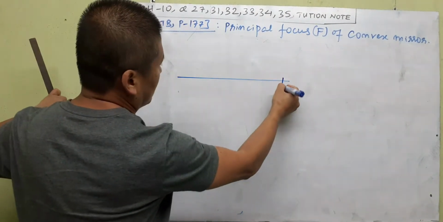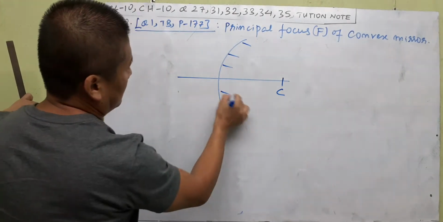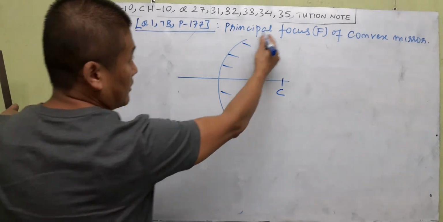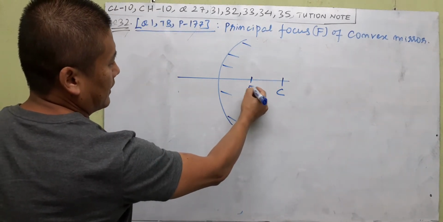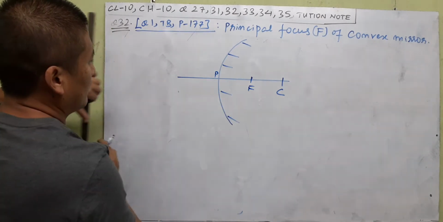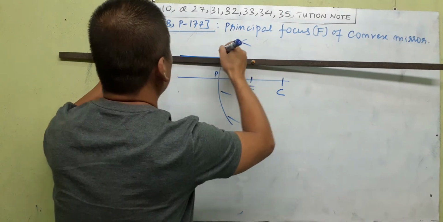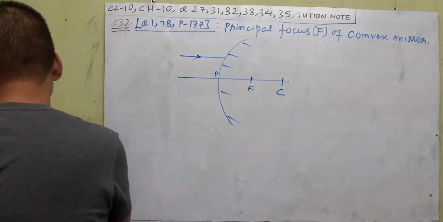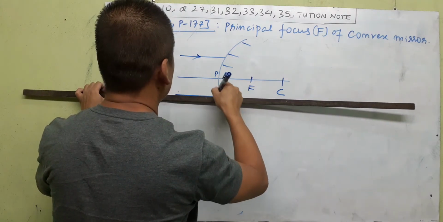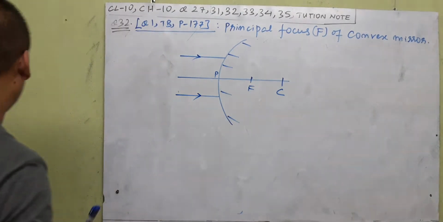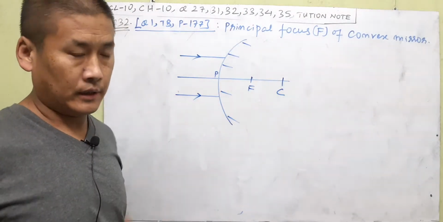Draw. Convex means C should be this side, because you're going to draw with your compass like this. The non-reflecting side should be on the right. This is the ball, that's why the center is there. Between that, the midpoint is F. This is the pole. So here let us draw a ray passing onto the mirror parallel to the principal axis. Incident ray. Another one here below. Let's draw it in advance. These two incident rays are parallel to the principal axis.